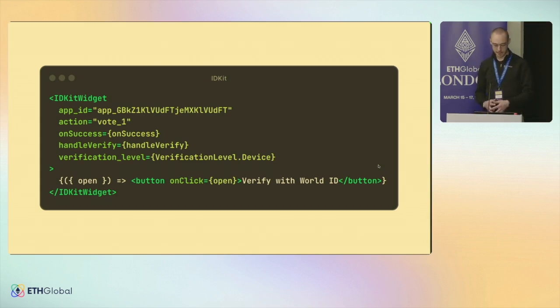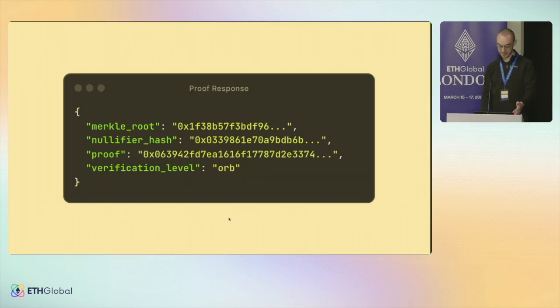And then you can set the required verification level. By default, that's set to orb, but if you set it to the device verification level, your app will accept proofs that are either from device verified or orb verified users. And then we have this child that is the button that opens that widget. So you can style that however you'd like, make the text whatever you'd like, but it just has to call open on the IDKit widget to cause it to open up. And this proof response that you saw earlier is the input to the onSuccess and handle verify callback functions.